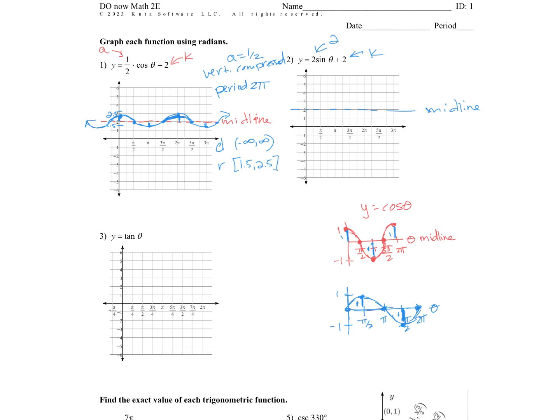So I'm going to start at my midline, which is my new 0. And at pi over 2, I'm going to be at my max, which should be 2 units above my midline. At pi, I should be back to my midline, which is my 0.